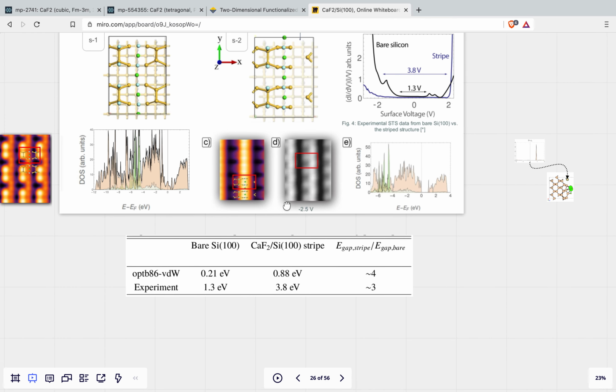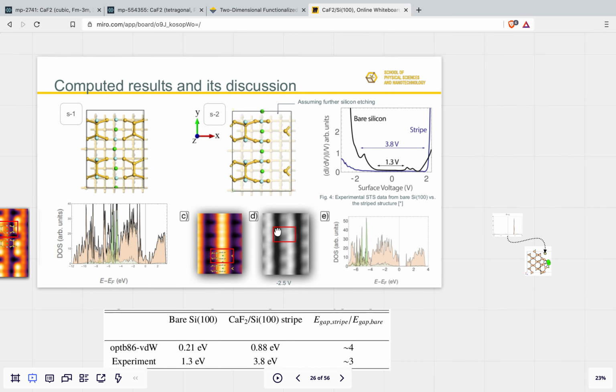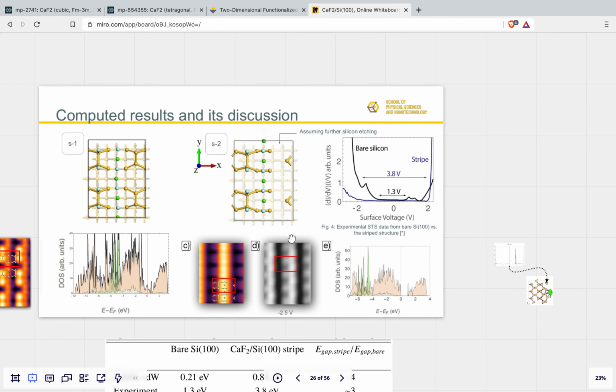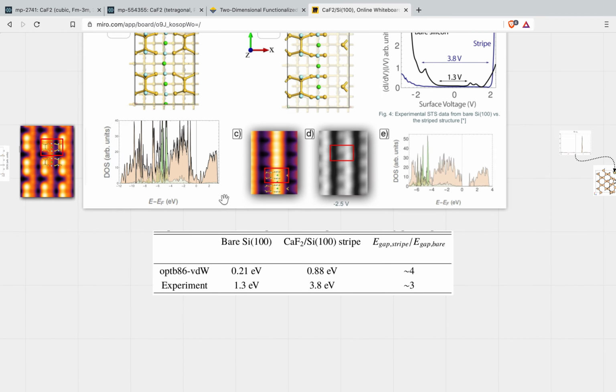It's important to note that DFT is underestimating the bandgap value, as is common in this kind of calculation, but the trend is kept. The ratio between the bandgap of the bare silicon versus the stripe experimentally is around 3, and in our case it's around 4. Therefore, our combined results help us to support our argument that we effectively solved the atomic structure of the ultra-thin calcium difluoride layers on top of the silicon 100 surface.